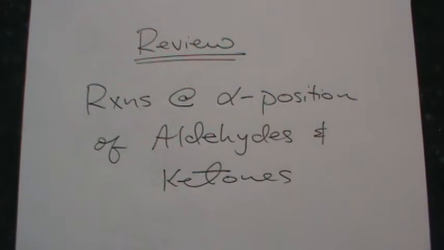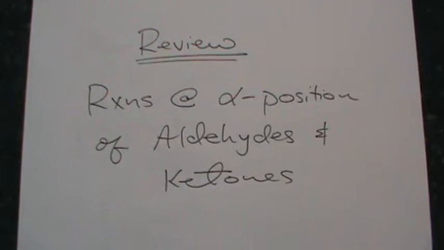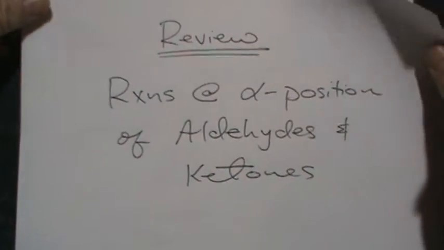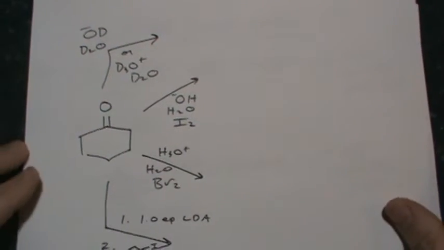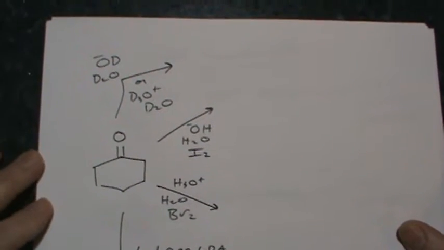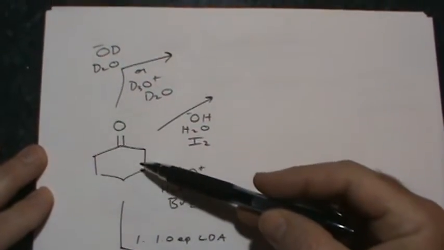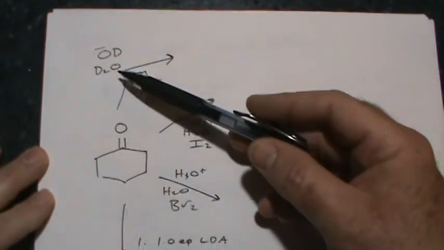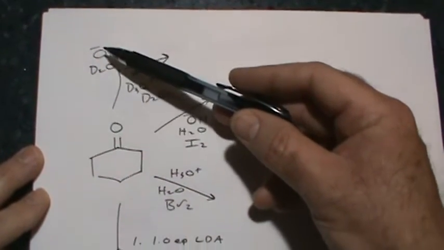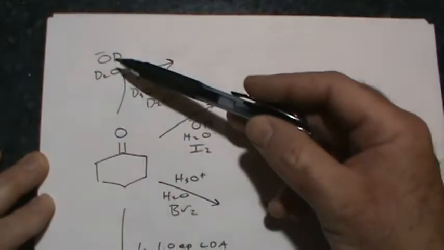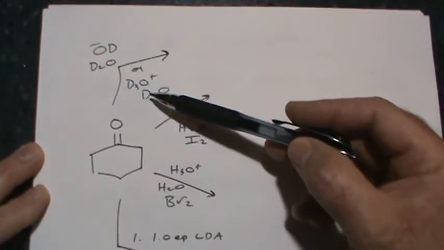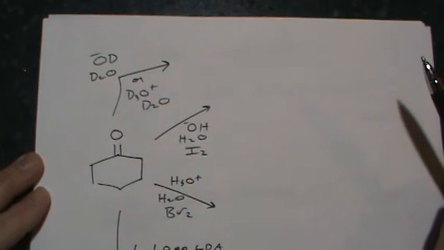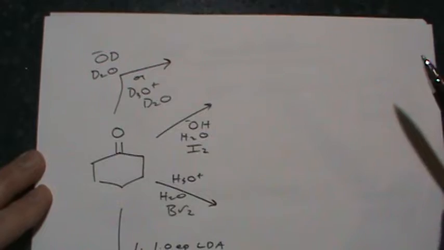Okay, let's review reactions at the alpha position of aldehydes and ketones. Some of the reactions we've learned are summarized on this page right here. So for example, if we have this ketone and we treat it with aqueous conditions, but we're not using H2O, we're using D2O under either basic or acidic conditions, so OD minus D2O or D3O plus D2O, we know that these are reaction conditions which will very quickly exchange all of the alpha protons.